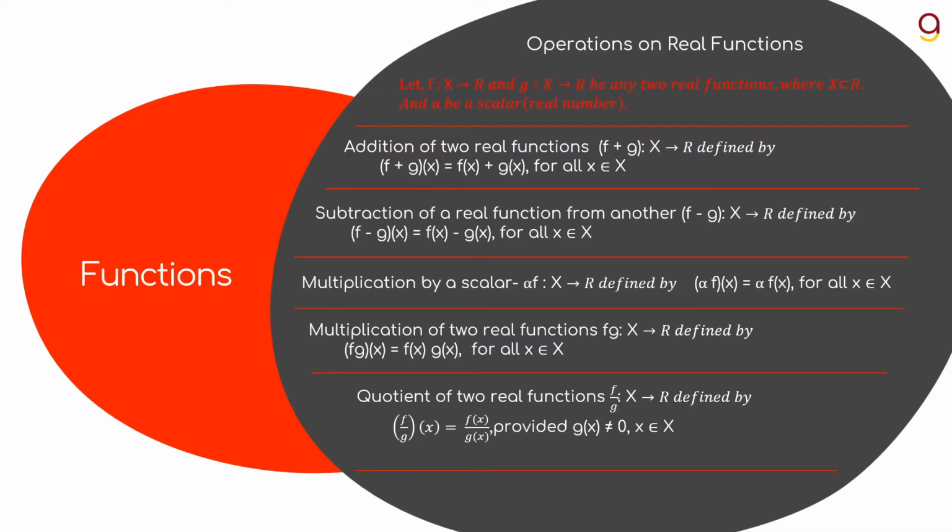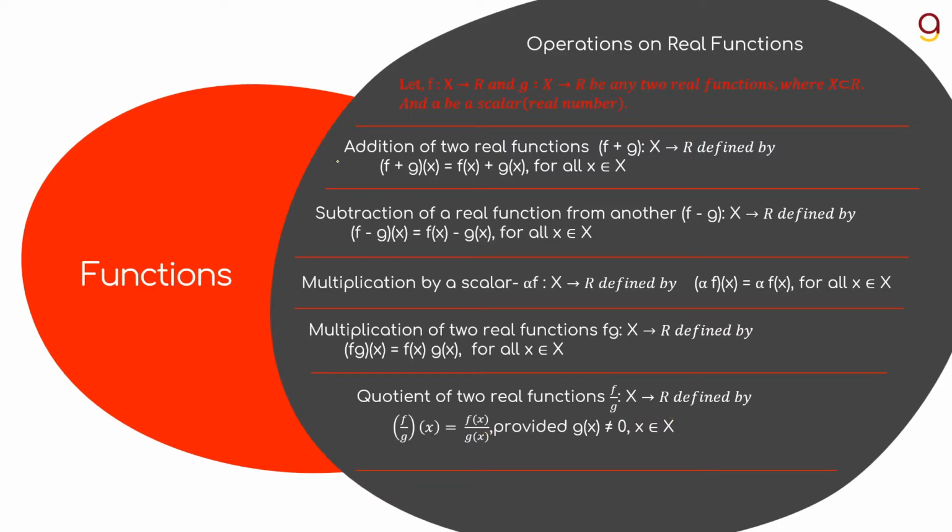Next, if we are told to find the quotient of two real functions, we will again get a new function f by g defined from X to R, defined by (f by g)(x) is equal to f(x) by g(x), provided we always remember that the denominator g(x) cannot be equal to 0. And again, x belongs to capital X, where capital X is a subset of R.